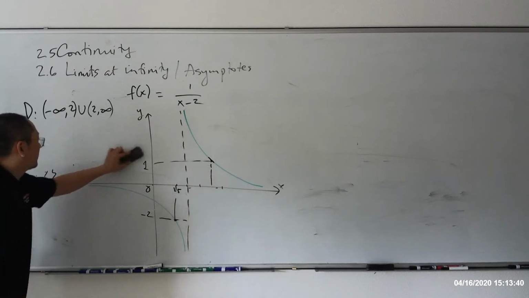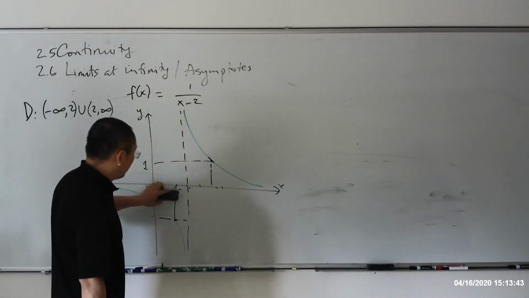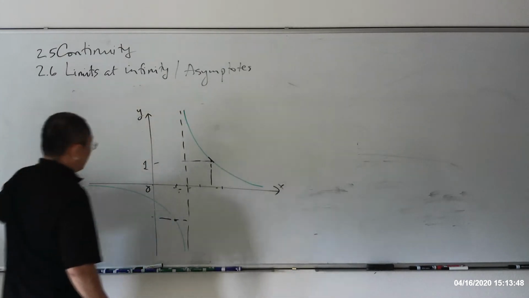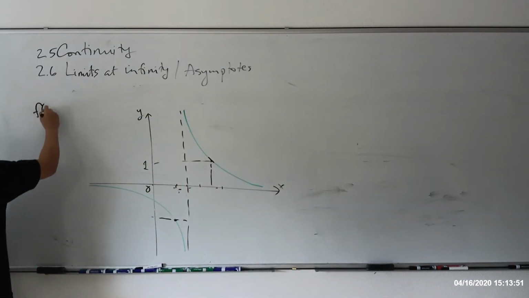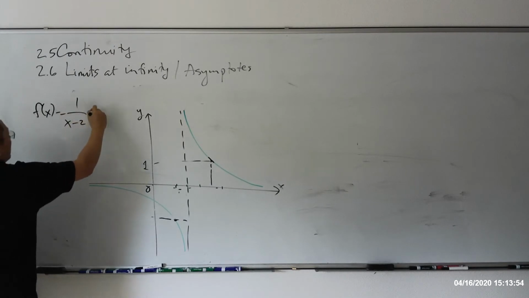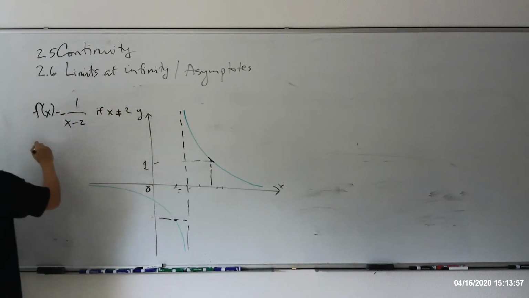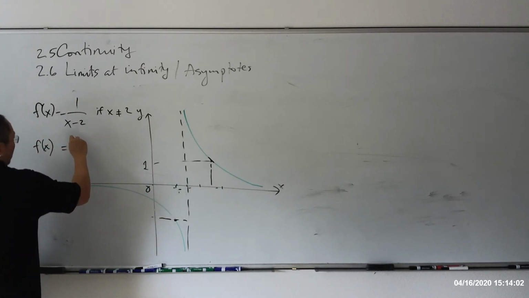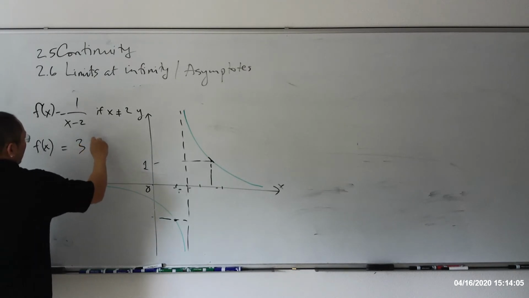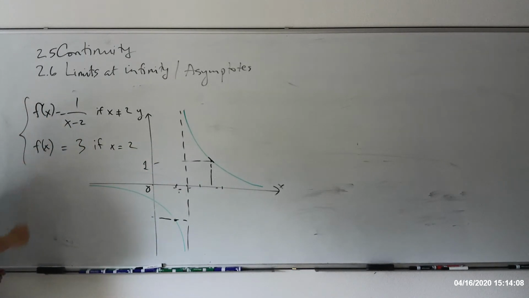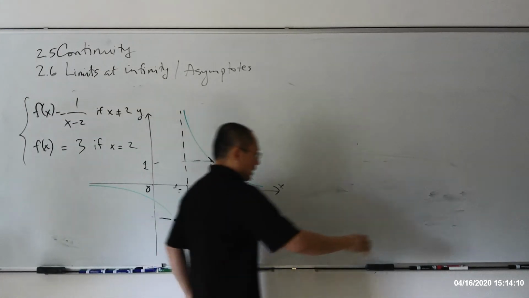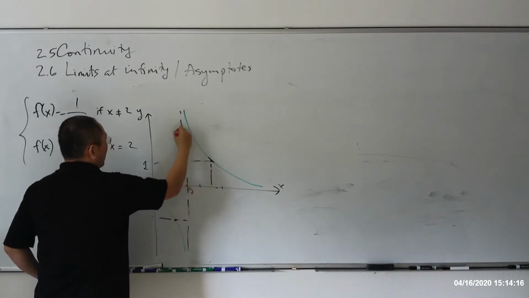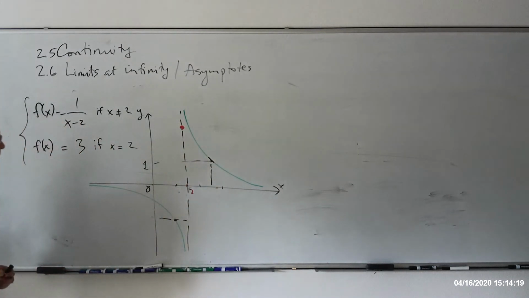Okay? Careful. Now, let me change the story a little. What if I have a function this way? I'm going to keep the same graph. f of x equal to 1 over x minus 2 if x is not equal to 2. And then f of x is equal to 3 if x equal to 2. So this is my function. Let me use red color to indicate the singleton. x equal to 2 right here, and I have a point 3 up here. This is a point on the graph.